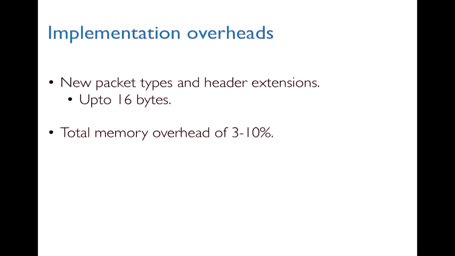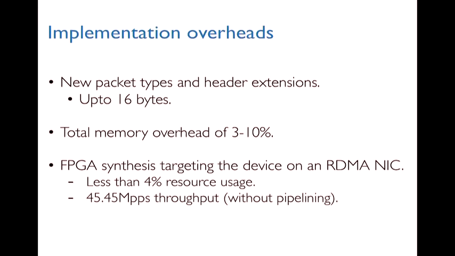We also analyzed the total memory overhead required for maintaining different states needed by IRN, comparing it to the memory supported on a recent RDMA-enabled NIC. And we find that our total memory overhead comes out to be only about 3 to 10%. We also synthesized IRN's packet processing logic targeting an FPGA device that is supported as a bump on a wire on the Mellanox Innova Flex NIC. And our synthesis results indicate that IRN's packet processing logic consumes only about 4% resources on that device and can support a throughput of 4.45 million packets per second without pipelining, which is more than the maximum throughput we observed on the Mellanox ConnectX-4 NIC.